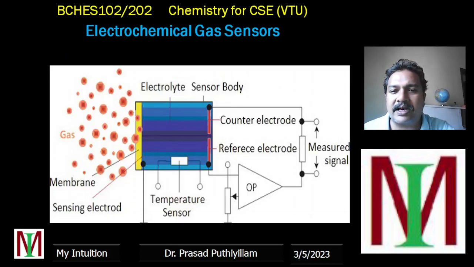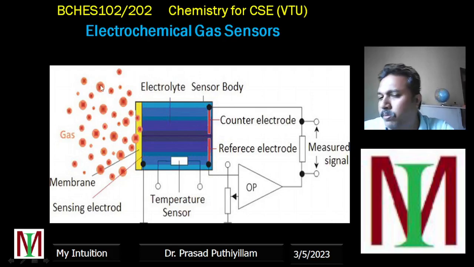In general, the structure of an electrochemical gas sensor can be represented schematically like this. This represents the gas that you want to sense. It is connected to a membrane, and the membrane has a sensing electrode attached to it. Then there is the electrolyte, then a counter electrode, mainly a reference electrode, and then the remaining circuit.